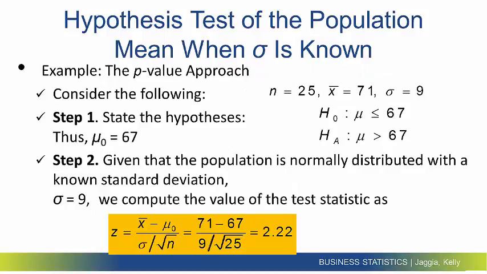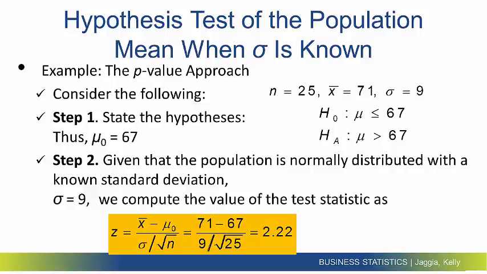Now let's work through an example. Here, an events coordinator wants to determine the average age of attendees at a fundraising event. The events coordinator wants to determine if the average age of attendees is greater than 67 years. The null and alternative hypotheses are presented on the slide. Next, consider what information is known for the exercise. First, the sample size, lowercase n, is 25. The sample mean, x bar, is 71 years, and the population standard deviation, sigma, is known and 9 years.